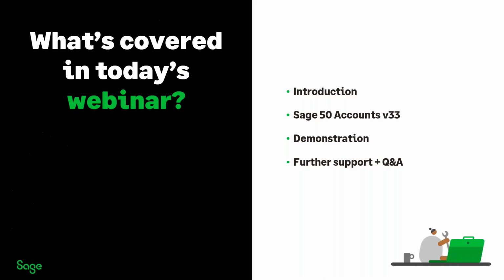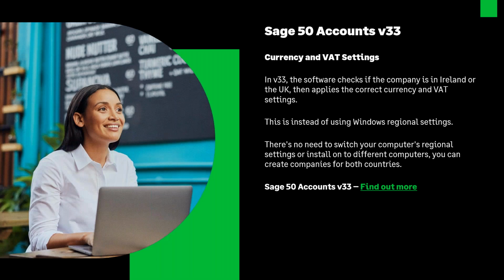So if we get back to the slides, I just want to quickly mention version 33, just in case anyone hasn't attended, but maybe they're in that position. So when they get the recording, they'll see that. So Sage 50 Accounts version 33, a slight amendment for VAT in the way that the software works.